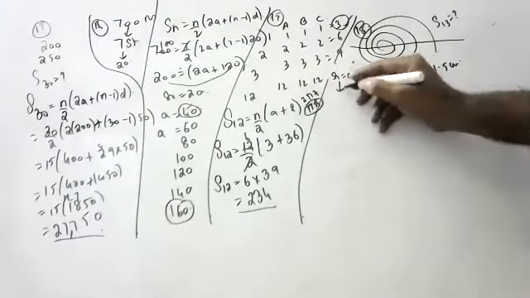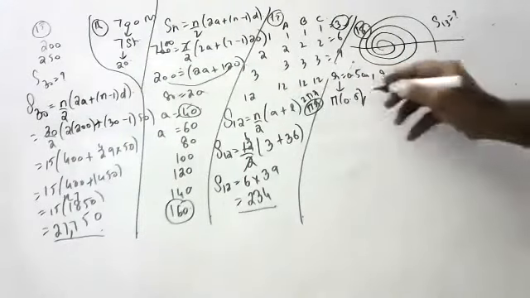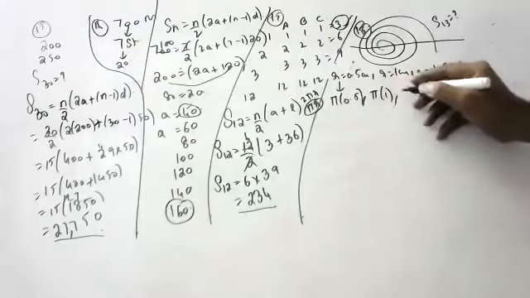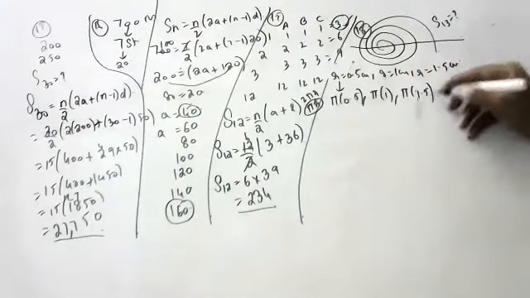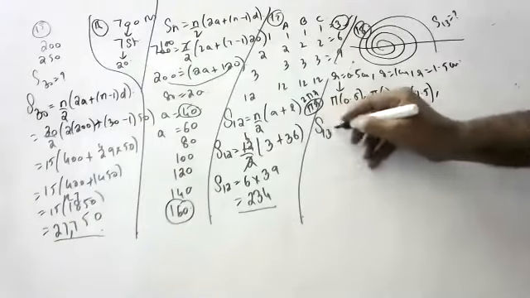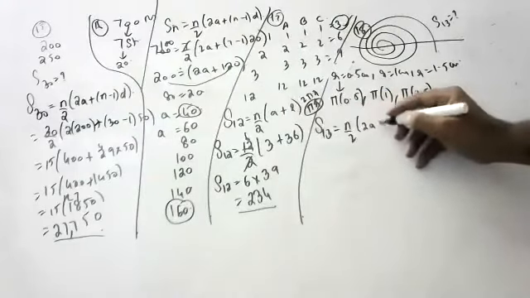Okay. So the first one's perimeter is how much, children? Pi into 0.5. Second one? Pi into 1. Pi into 1.5, and so on. He is asking the sum of 13 semicircular spirals. What is the formula for the sum of n terms? n by 2 into 2a plus n minus 1 into d.